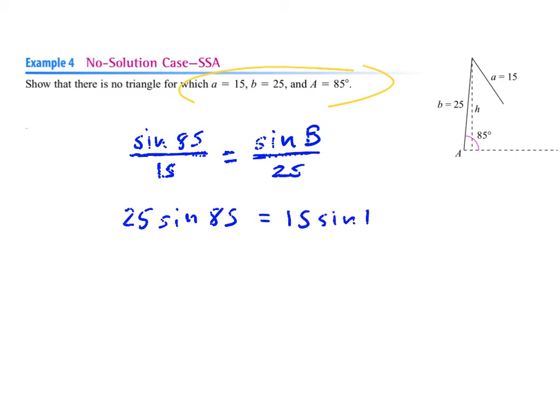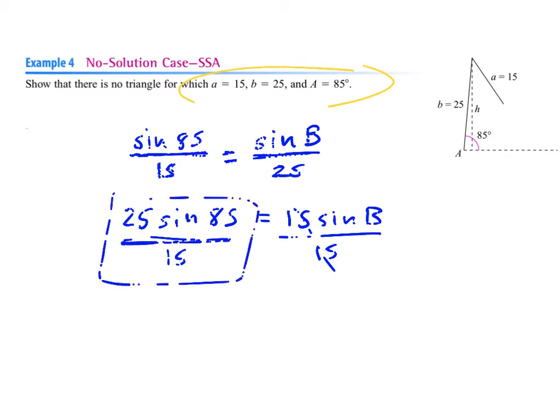So then we put this into our calculator. And we get 1.66. But that's equal to the sine of B. Now, how do we find the angle B in our calculator? What do we have to do if we're looking for an angle? The inverse. So we have to do sine negative 1 of 1.66.